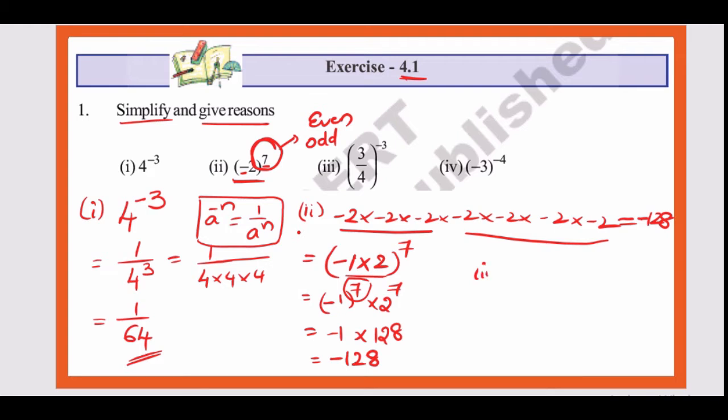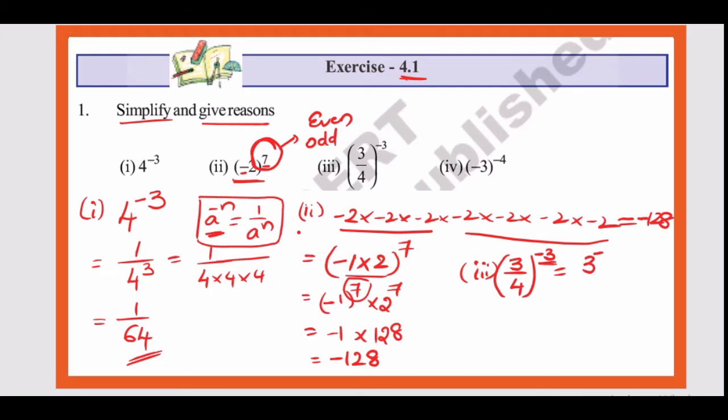Next, moving on to question number 3. So what is question number 3? Question number 3 is (3/4)^-3. So again it is in the form of a^-n. Now how can I write this as 1/a^n, right? Otherwise, we can see this as (a/b)^m also. In either way you can do it.